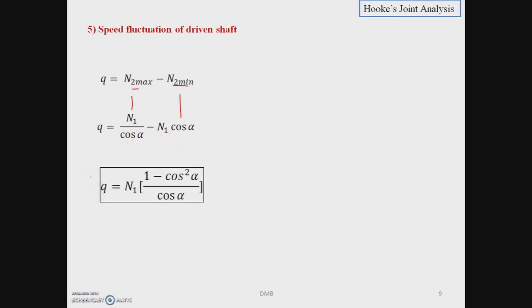So taking N1 outside, we get fluctuation of speed Q is equal to N1 into the bracket 1 minus cos square alpha upon cos of alpha, where N1 is the speed of input shaft, which is constant, and alpha is the angle of inclination between both the shafts, which is constant. So Q is equal to N1 into (1 minus cos square alpha) upon cos of alpha gives the speed fluctuation of the driven shaft.